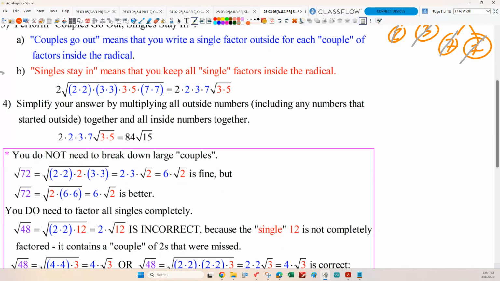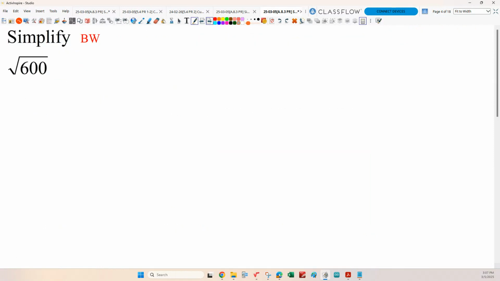Well, I already had a 2 out front. I got a couple of 2s, couple of 3s, and a couple of 7s, so I got 3 other numbers that are multiplied out front for a total of what? 2 times 2 is 4 times 21 is 84, right? I get 84 outside, and inside I get 3 times 5 equals 15. Okay, make sense? Okay, try it. Go, try that one on the board.